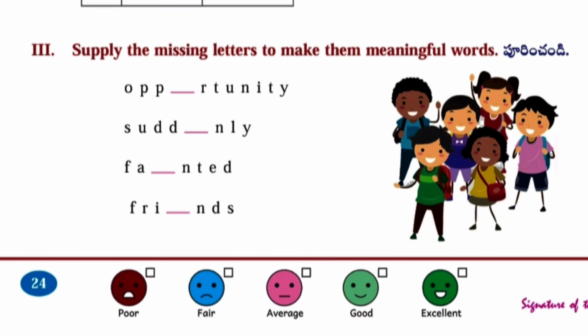Next one, supply the missing letters to make them meaningful words. First one, opportunity. Here the missing letter is O. Suddenly, missing letter E. Fainted, missing letter I. Friends, the missing letter is E.